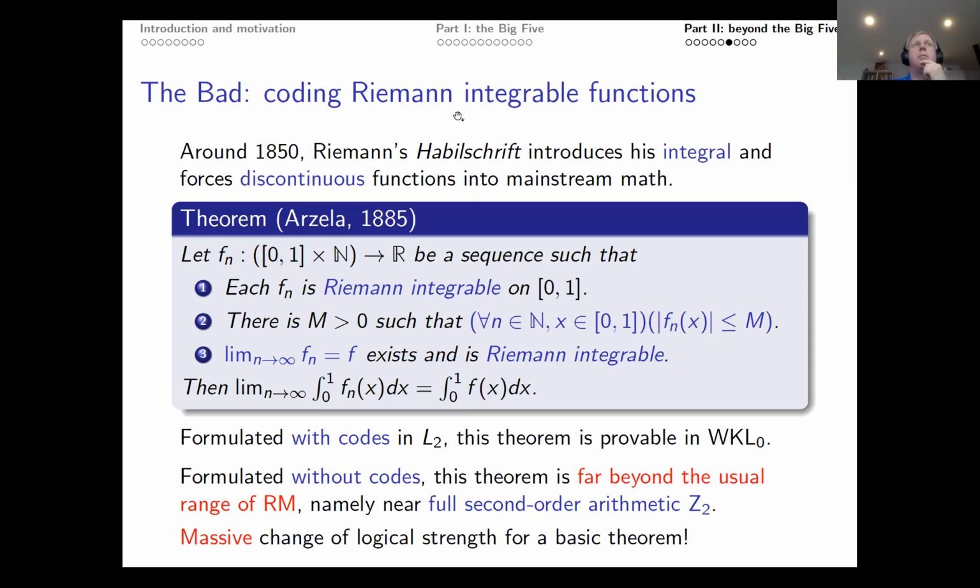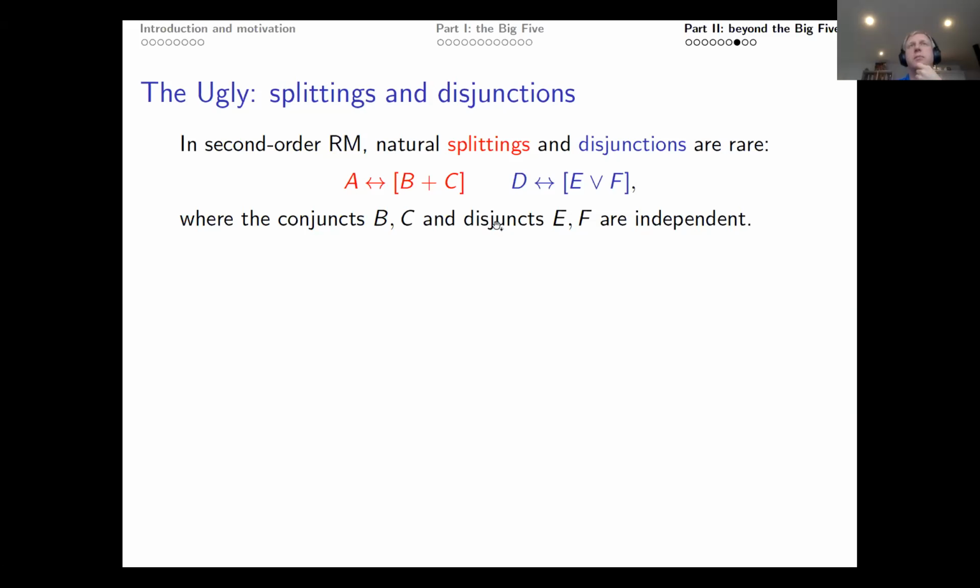Here's another problem. In second order reverse math, these things are rare. A splitting is when we can write A as B and C, where these conjuncts are independent. And the same for a disjunction: D is equivalent to E or F, E and F being independent.